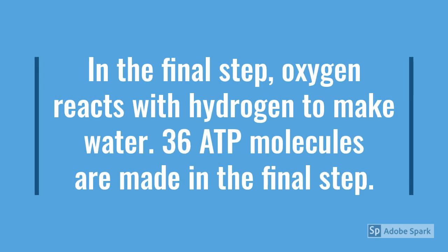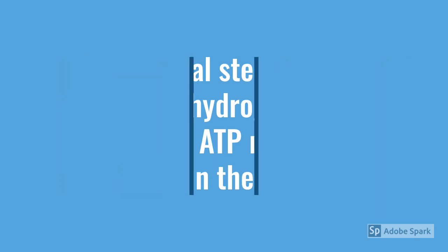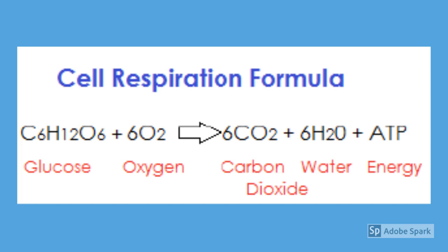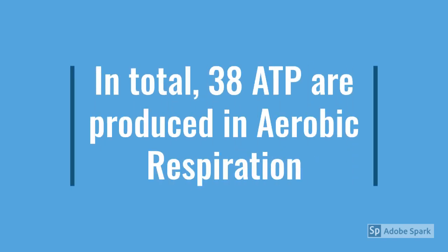In the final step, and this is where oxygen is really important, oxygen reacts with hydrogen that is inside the mitochondria to make water. More ATP is also produced. 36 ATP are produced in the final step. So if you look back at the equation, you can understand a little bit about how these products were made now. All in all, if we add the 2 ATP that we made from glycolysis and 36 ATP that we made in the second stage, 38 ATP are produced in aerobic respiration, which is a lot more than in fermentation.